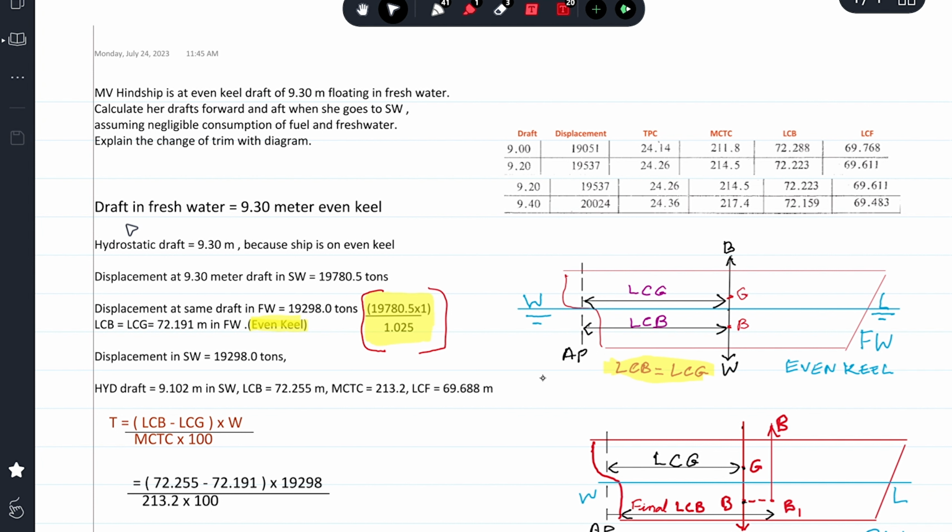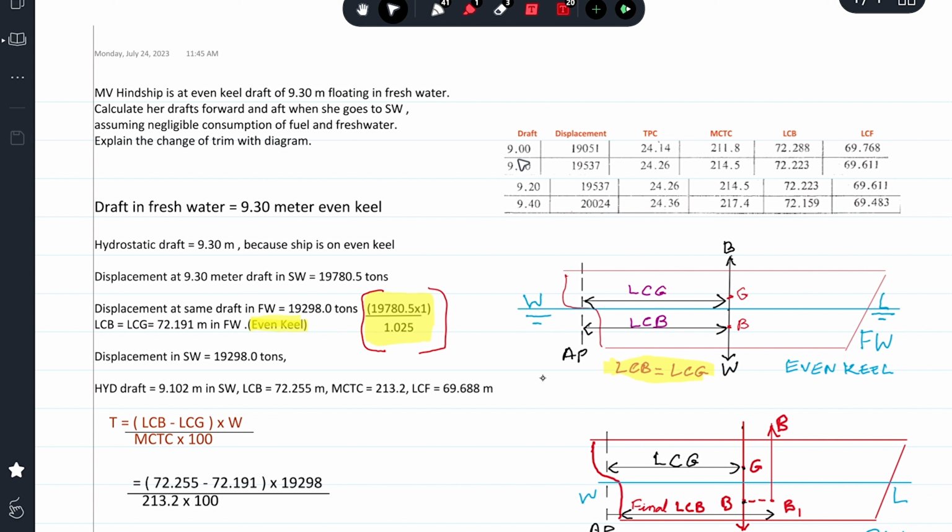Okay, draft in freshwater given in the question is 9.30 meter even keel. So since the ship is on even keel, the hydrostatic draft is also 9.30 meter. So I enter hydrostatic particulars with 9.30 meter draft. I will get displacement in salt water at 9.30 meter, 19780.5 tons.